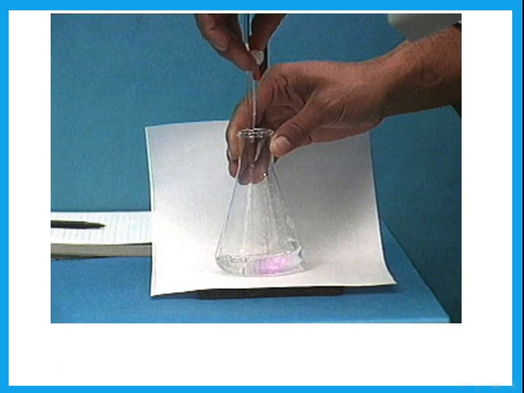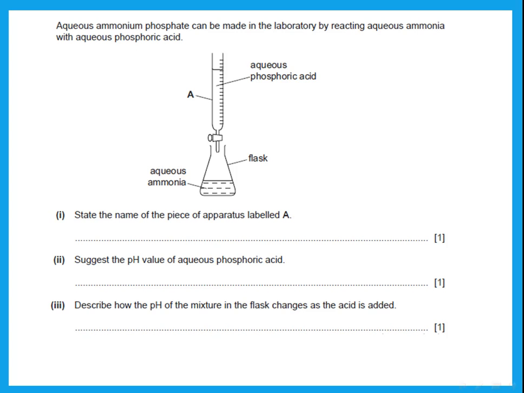We had the flask and we added until the pink color just disappears or forms a colorless solution. So let's try this question. Aqueous ammonium phosphate can be made in the laboratory by reacting aqueous ammonia with aqueous phosphoric acid. Again, I'm going to remind you that the word aqueous means dissolved in water.